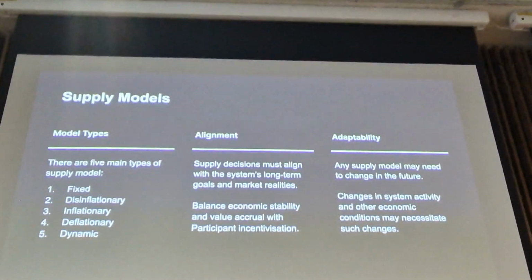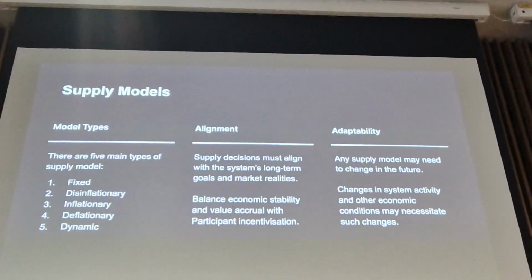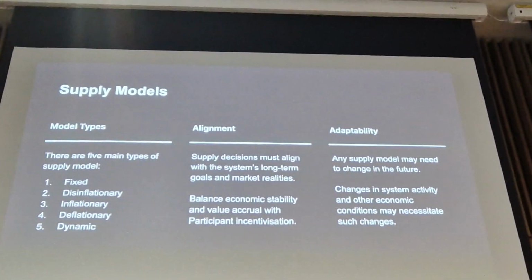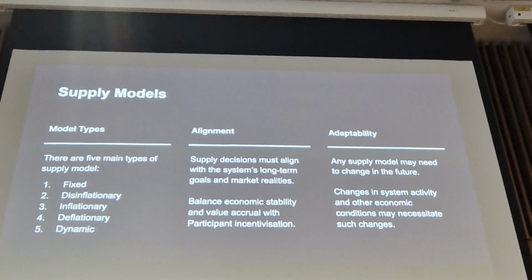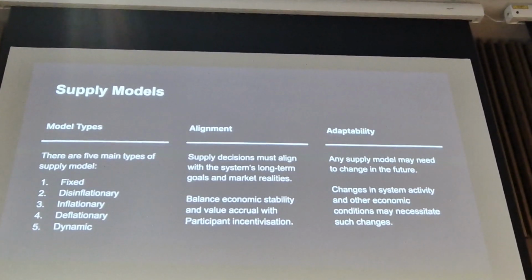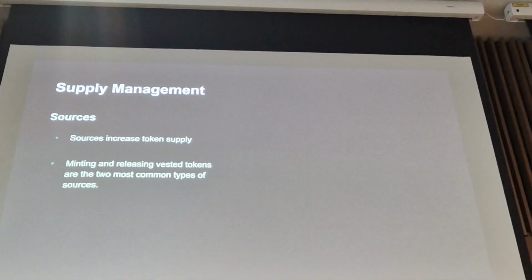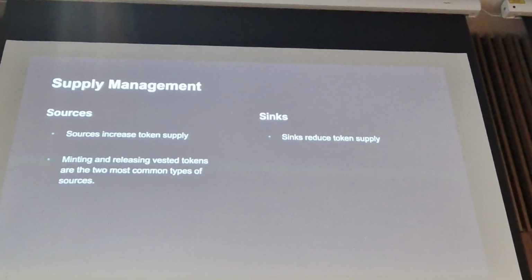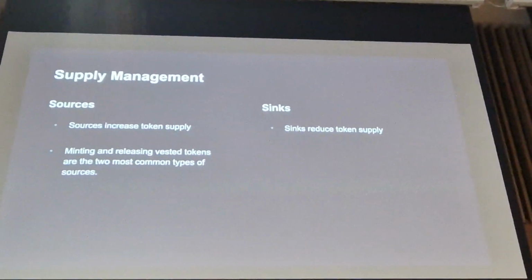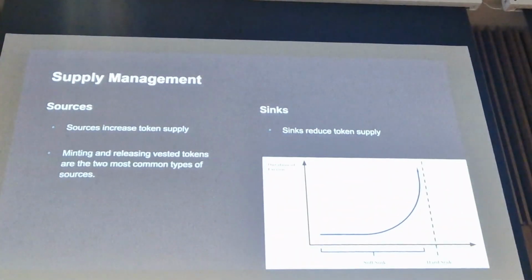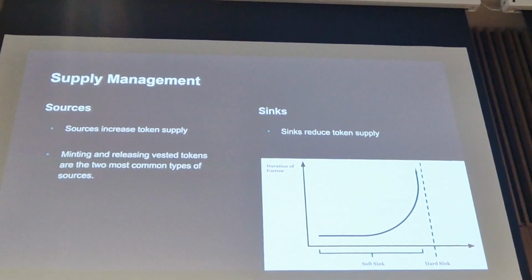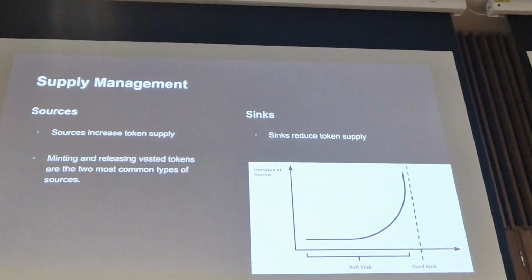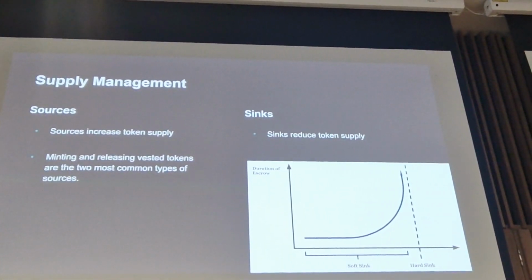When we're making supply decisions, we have to align this with the system's long-term goals and market realities. We have to balance the economic stability with participant incentivization. And any supply model may need to change in the future. Ultimately, when it comes to supply management, we've got 2 buckets, sources and sinks. So sources increase token supply and sinks reduce token supply. And we can further split sinks into soft and hard sinks. So essentially the duration of an escrow or locking of a token determines where on the spectrum of soft to hard sink a sink would exist.